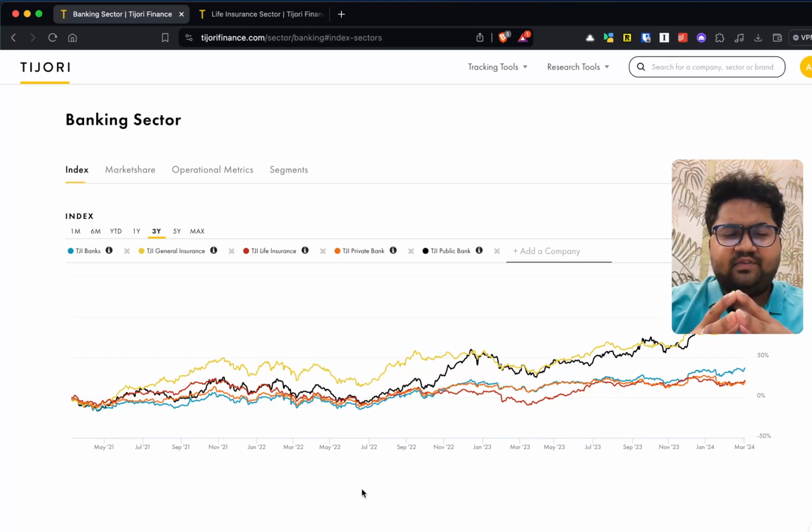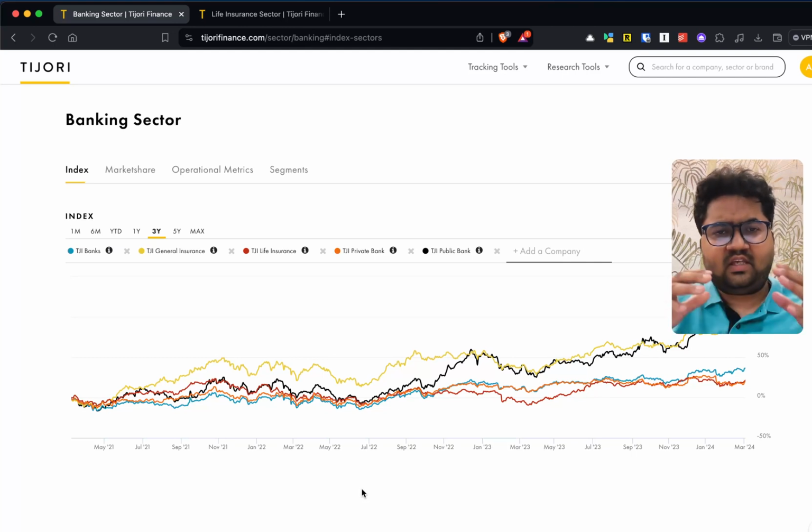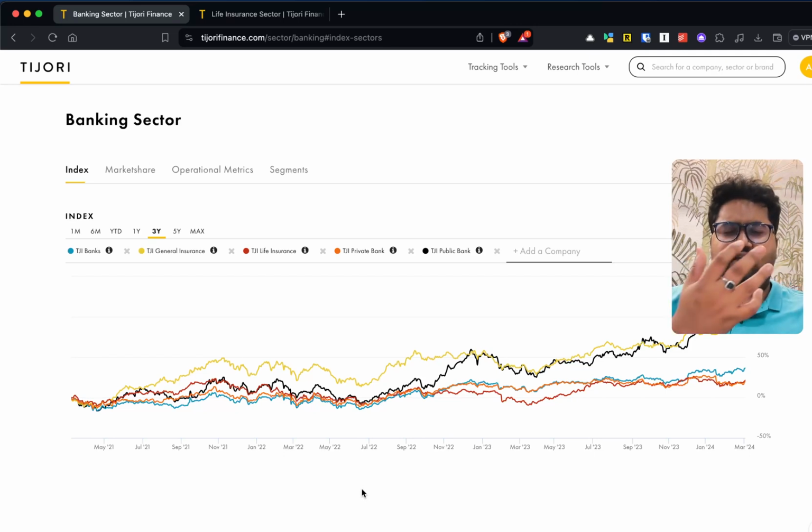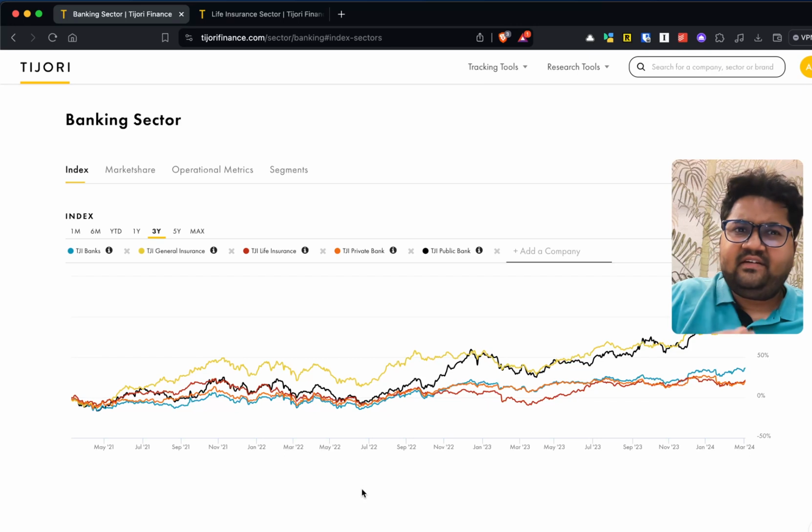In the previous video, I talked about Tejori Finance, which is an interesting app to do a lot of research. I want to continue using that and give a demo of the app and also talk about two very interesting sectors which I'm tracking. The first is the banking sector and second is the life insurance sector. So let's get started.